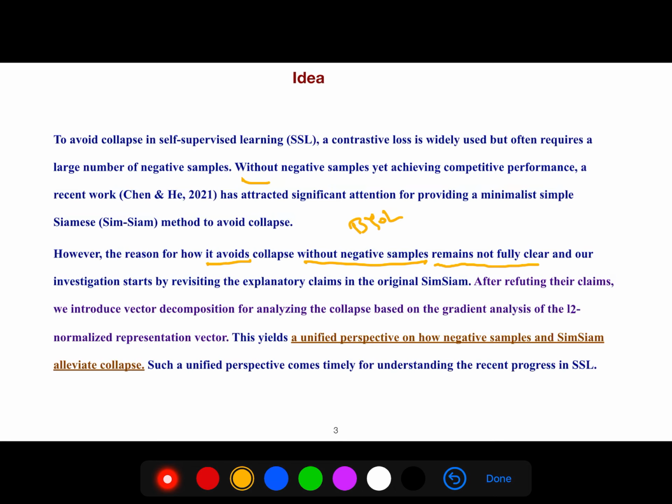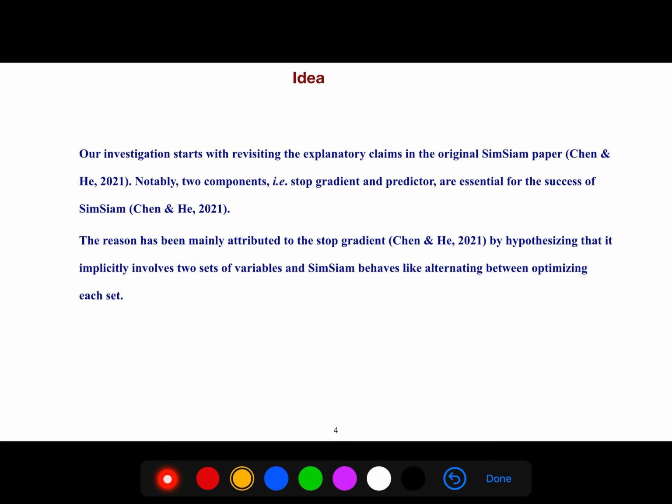explanatory claims in the original SimSiam. And after refuting their claims, we introduce vector decomposition for analyzing the collapse based on the gradient analysis of the L2 normalized representation vector. This yields a unified perspective on how negative samples in SimSiam alleviate collapse. And such a unified perspective comes timely for understanding the recent progress in self-supervised learning.